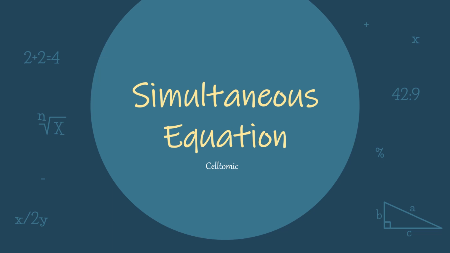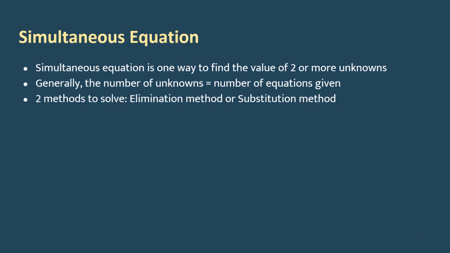So today we'll be covering simultaneous equations. Simultaneous equations are one way for us to find the value of two or more unknowns. Generally, the number of unknowns is equal to the number of equations given. Meaning, if there are two unknowns, for example, x and y, then we would expect to have two equations for us to solve x and y.